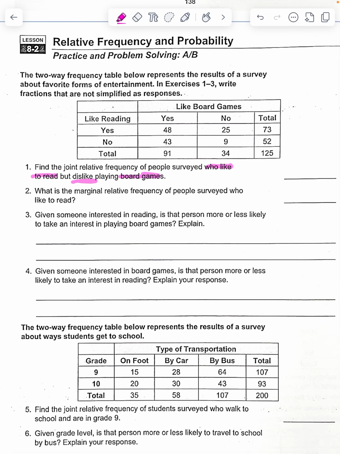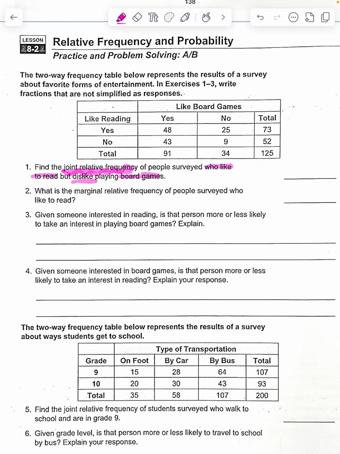Joint relative frequency means one cell. Each box in the table is a cell, so we're going to look at the number in that cell. Joint relative frequency means that the cell belongs to different categories. I'm going to show you what this means.